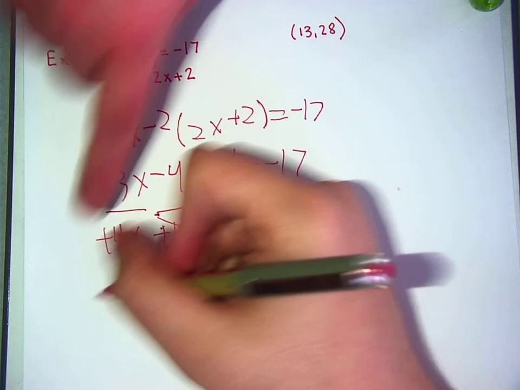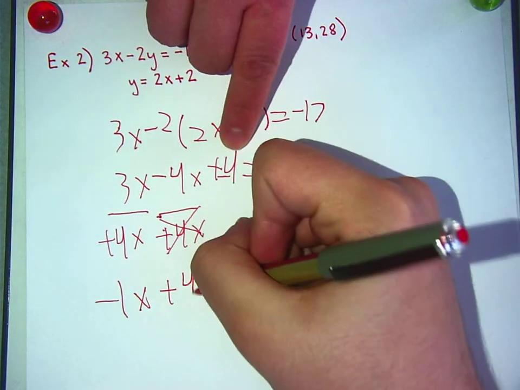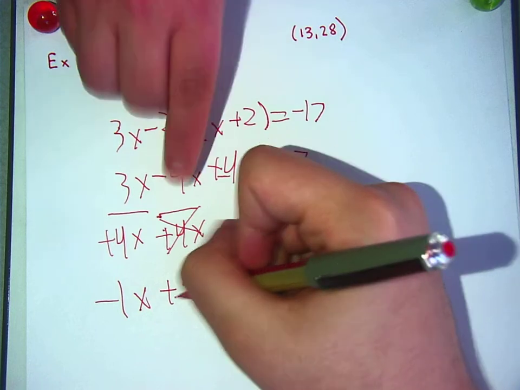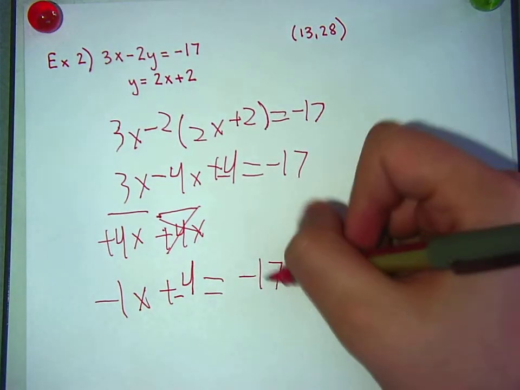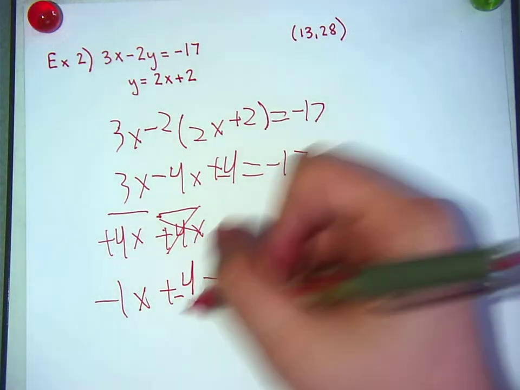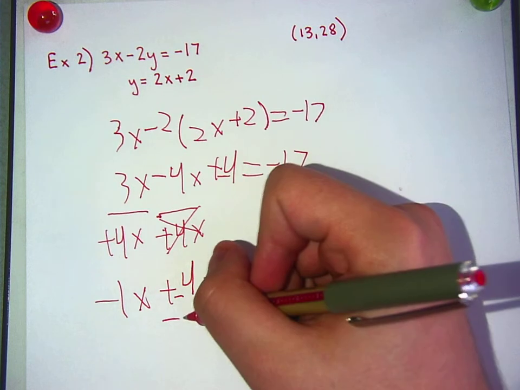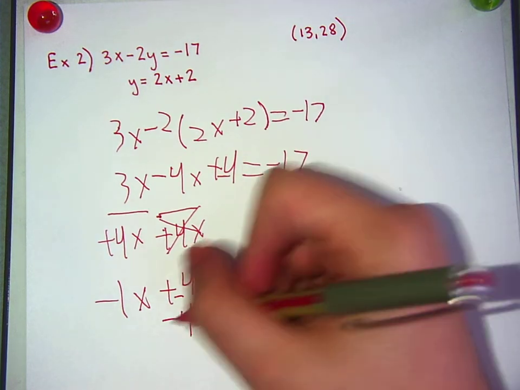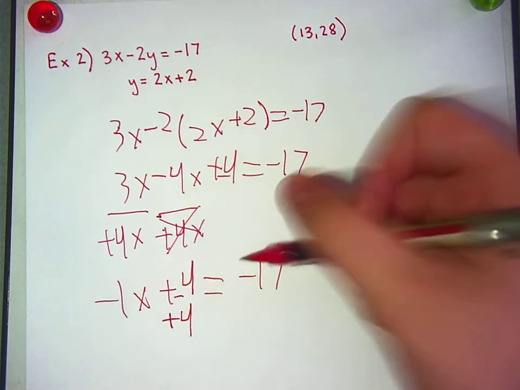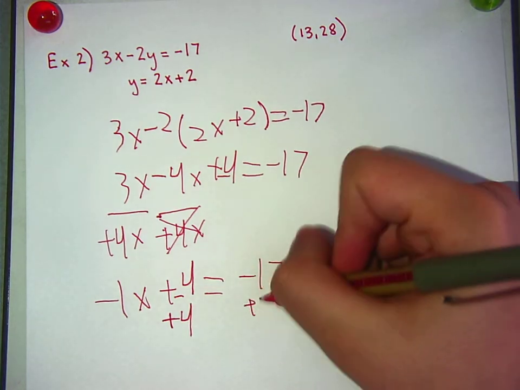-1x plus, what was it, a -4? Yeah, -1x, equals -17. Alright, keep going, guys. To get rid of the -4, you gotta add 4 to both sides. Subtract 4, or add 4. Minus 4 is the same thing as -4.